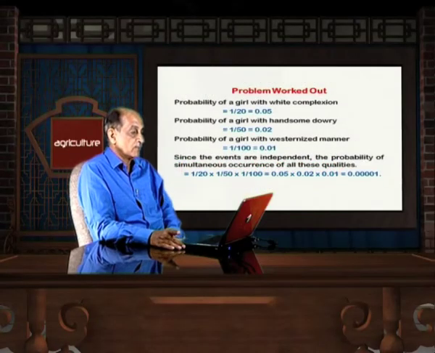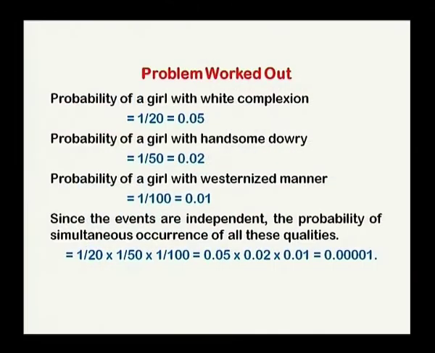Now, we discuss the problem. Probability of a girl with white complexion is 1 upon 20, which is equal to 0.05, and probability of a girl with handsome dowry is 1 upon 50, which is equal to 0.02, and probability of a girl with westernized manner is equal to 1 divided by 100, we get 0.01.